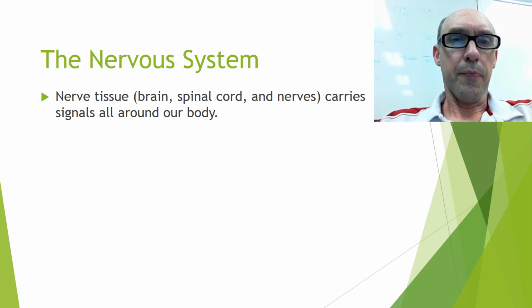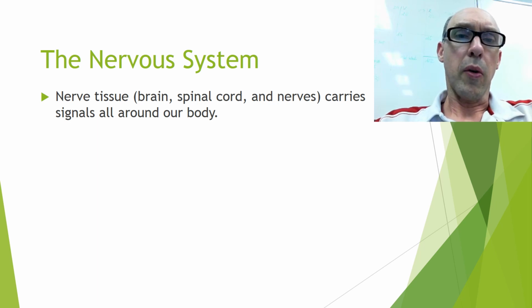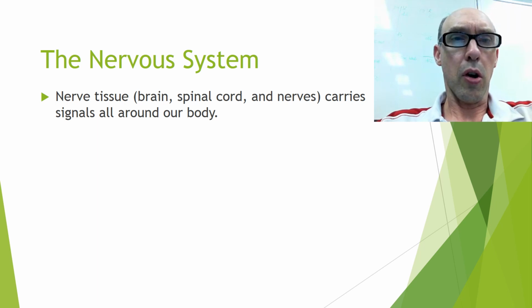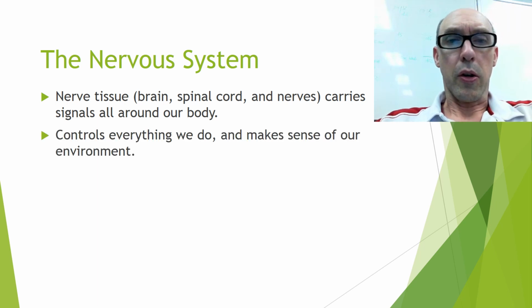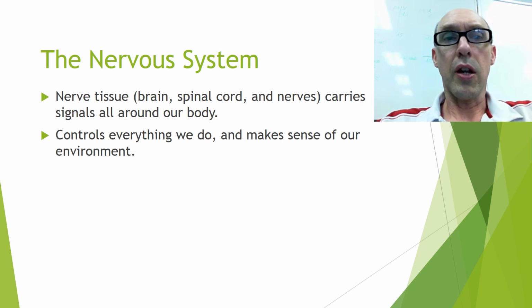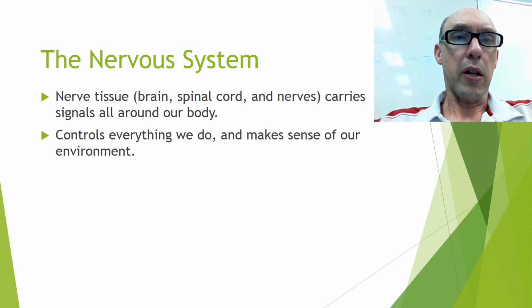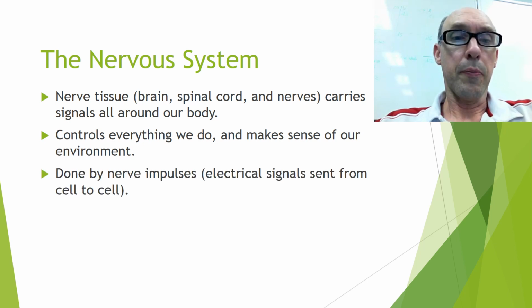On to the nervous system. So the nervous system, we've got the brain, the spinal cord, and all of our nerves carrying all those electrical impulses all around our body. So it controls everything we do and helps us make sense of our surroundings. So the nervous system collects information, it processes it, and then it sends directions out to the body to have us do whatever it is that we need to do.